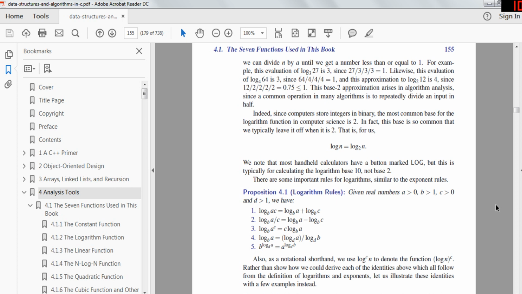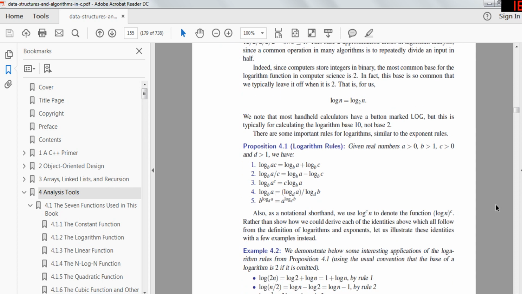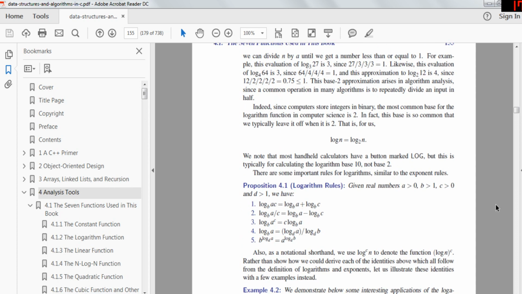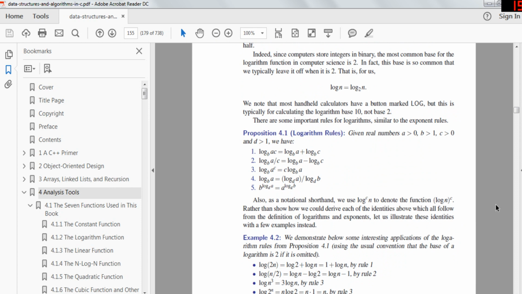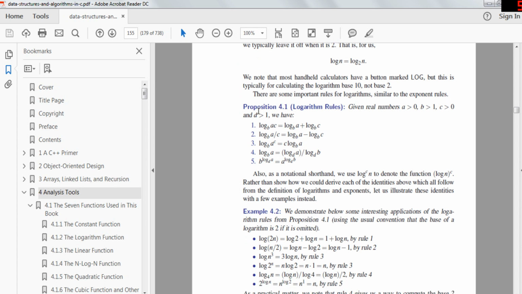The base 2 approximation arises in algorithm analysis since a common operation in many algorithms is to repeatedly divide an input in half. Some computers may store integers in binary, but the most common base for the logarithm function in computer science is 2. This base is so common that we normally leave it off. So when we don't write the base, we actually mean base 2. Most handheld calculators have a log button, but they're calculating base 10, not base 2.